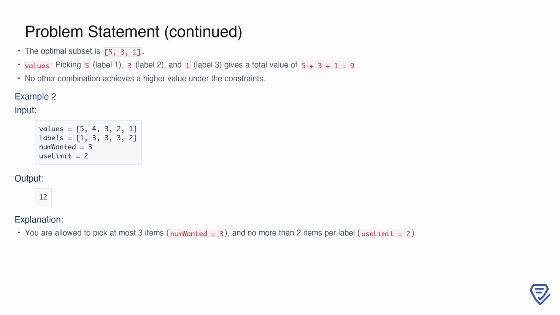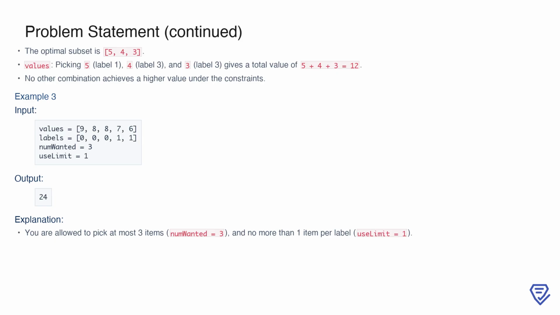Now consider a second example. Here, values is 5, 4, 3, 2, 1, labels is 1, 3, 3, 3, 2, numWanted is still 3, but useLimit is now 2. The output is 12, which we achieve by selecting the items with values 5, 4, and 3. These correspond to labels 1, 3, and 3, and their sum, 5 plus 4 plus 3, gives us the maximum value of 12. Looking more closely at the second example, the optimal subset here is 5, 4, 3.